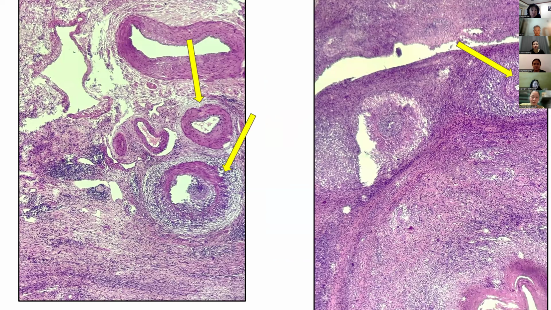In this slide, these are the microscopic findings, in which you can see that there are many arteries that have a thick wall, and in the wall there is a lot of inflammation with many lymphocytes and neutrophils, and we can see a bigger magnification in the next slide.